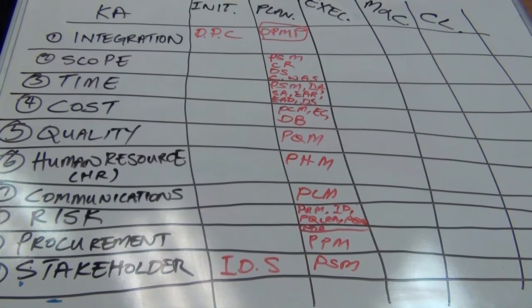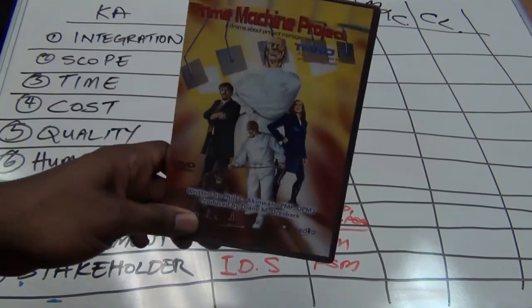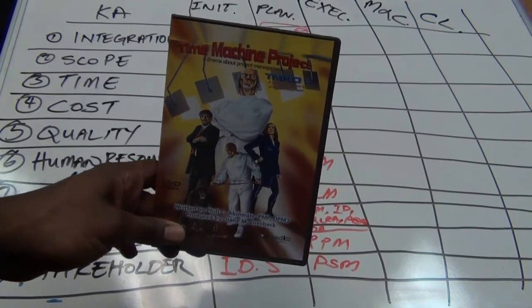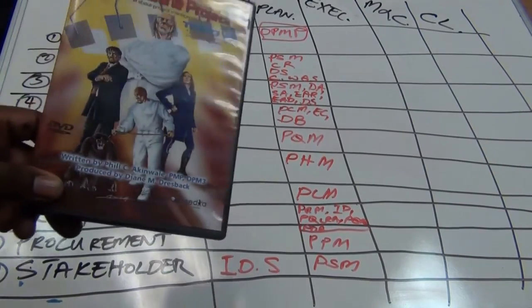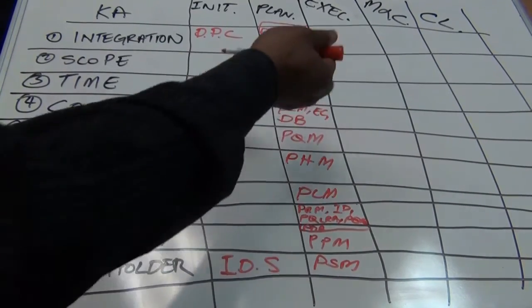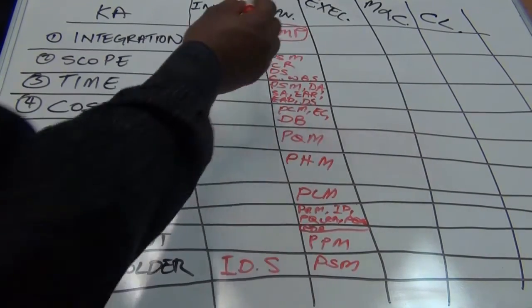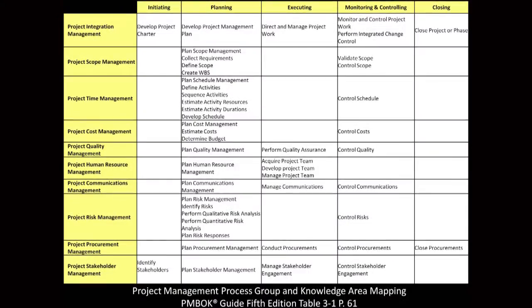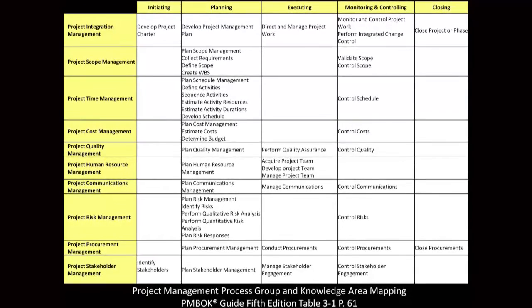And if you watch the DVD, if you watch the Time Machine Project DVD, you remember that scene when they put together all of the different binders and folders to create the final project management plan. What they were doing was aggregating all of these different outputs and putting them together. So watch that scene again, the project management plan scene, and it will make more sense what they were trying to put together.